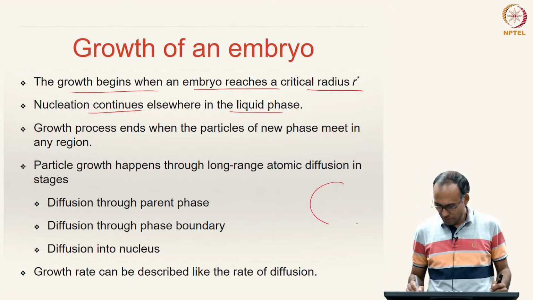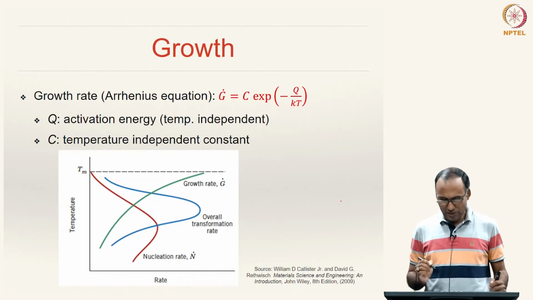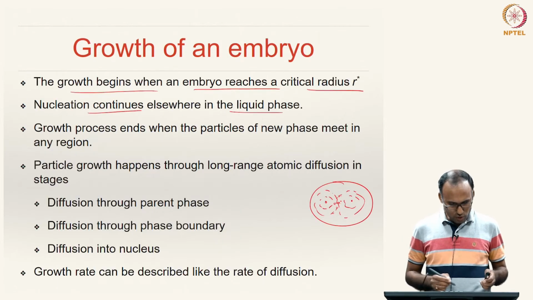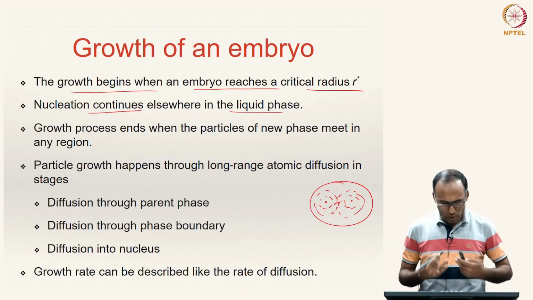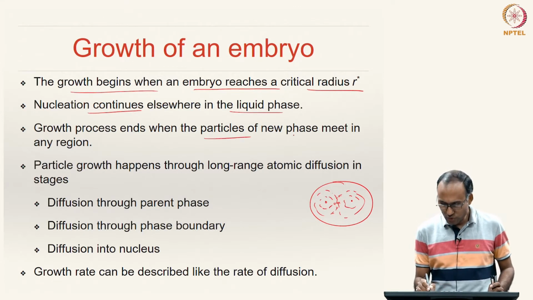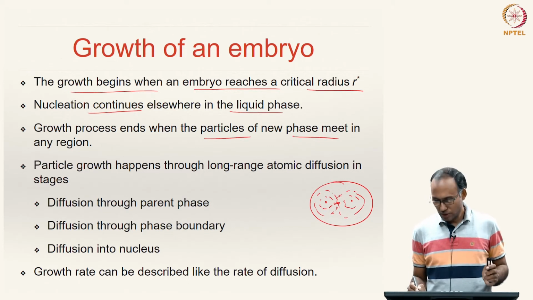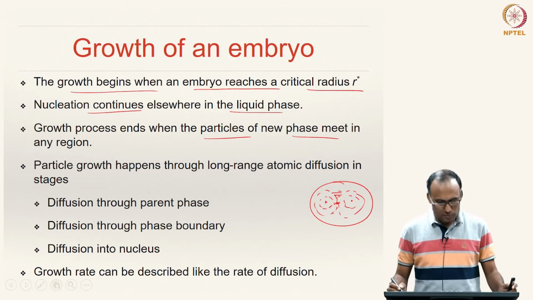So, suppose you have one nucleus here and another nucleus here, and this one is growing, and this one is growing. The moment these two growing nuclei hit, that means the growth process ends when the particles of the new phase meet in any region. So, if you are here, the growth here stops, and then it continues in this region, and so on.